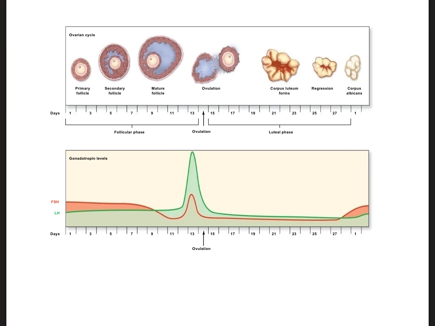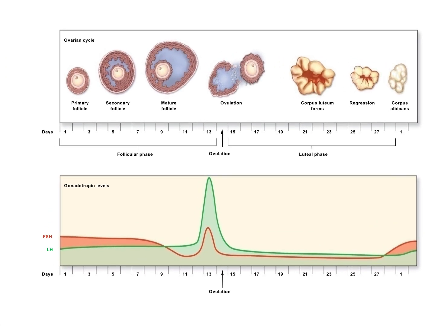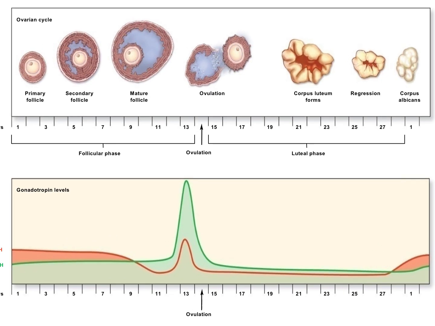I didn't put FSH. Look at FSH in there. So everything's lined up for you right there from days 1 through 28. We have ovulation at 14. Just before day 14, on day 13, there's a spike in LH. There's a little spike in FSH, but that's not really the main contributor to ovulation. LH is. Questions on the ovarian cycle?